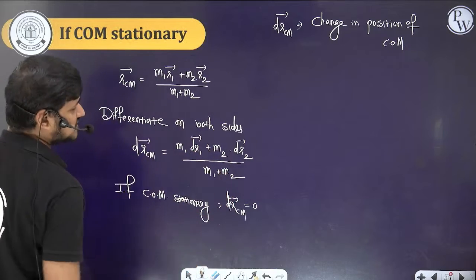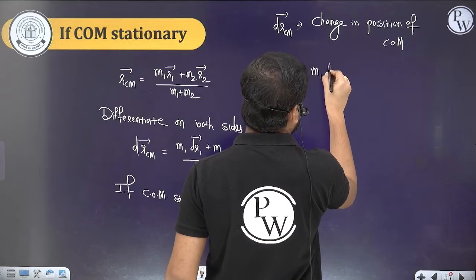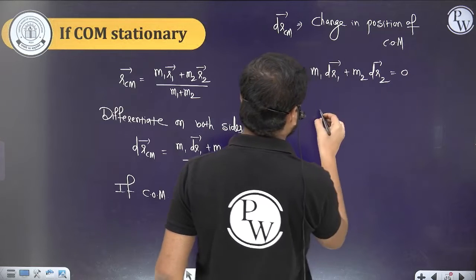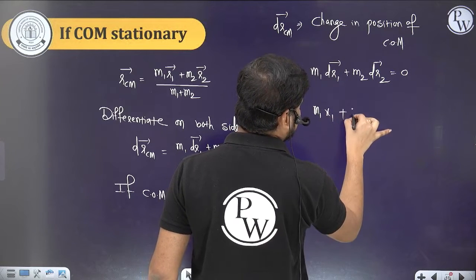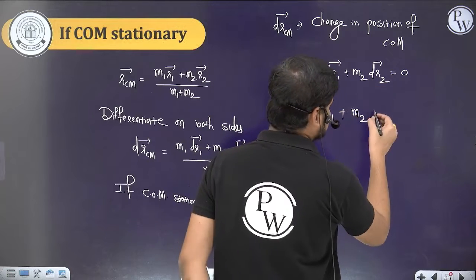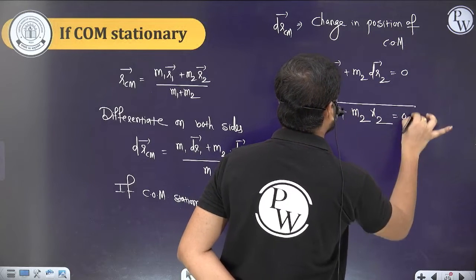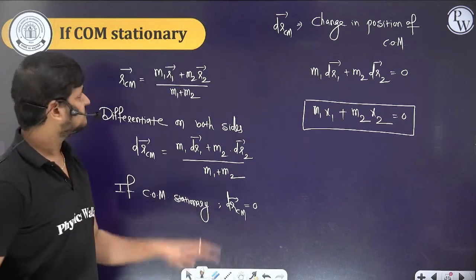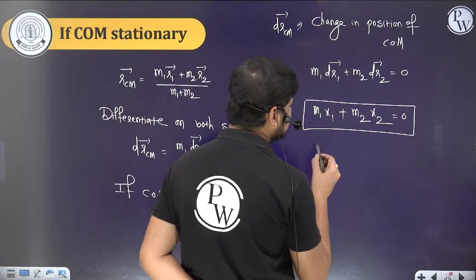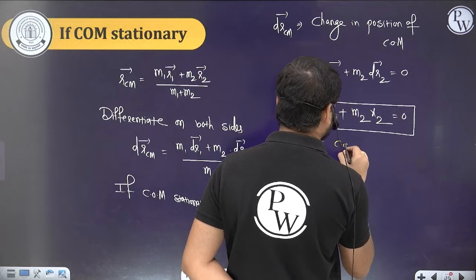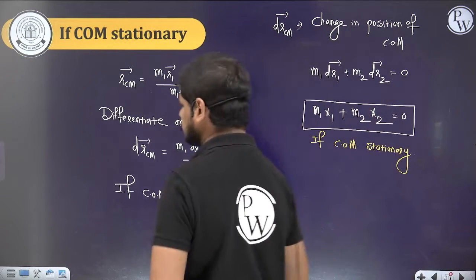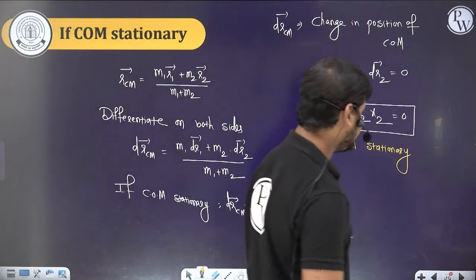So 0 times (m1 + m2) is 0, which means m1 dr1 + m2 dr2 will become 0. In the x direction, if it is moving along x, we can take m1 x1 + m2 x2 = 0, where x1 and x2 are the small displacements in the x direction. So when to apply this condition? If the center of mass is stationary. Clear? Understood, guys, till here? Sure, let's move further.